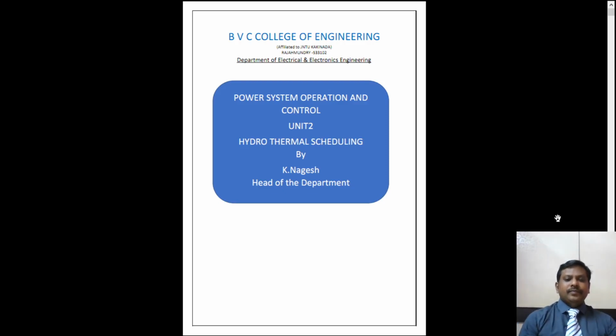Hello everyone. In Power System Operation and Control, Unit 1 video has already completed. In Unit 1, we have seen the optimal operation of generators in the thermal station, heat rate curve, considering with losses and without losses, coordination equations.